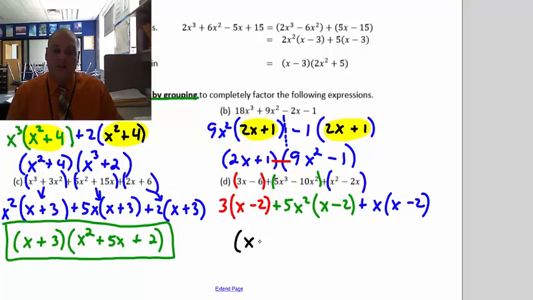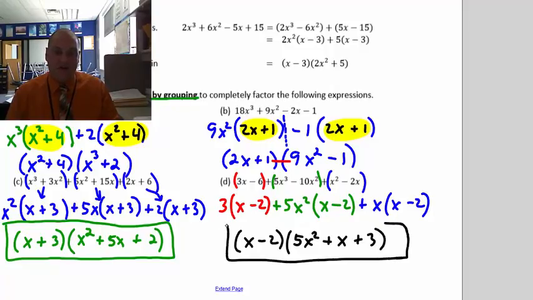Hope you're starting to get the hang of it. And then 3, 5x squared, and x is going to be left over. I'm going to write it in the correct order. You can go in any order, it's fine, it doesn't matter. I just like having my biggest exponent first. So I'm going to write it as 5x squared plus x plus 3, all left over. And there are my factors, okay?